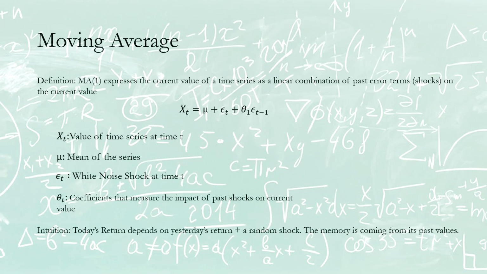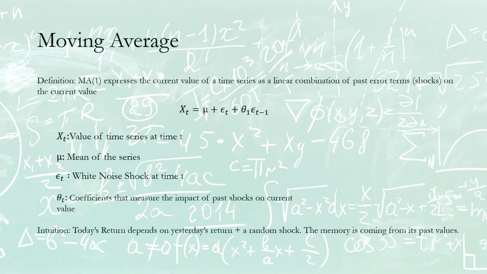Xt is the value of the time series at time t. Mu is the mean of the series. Epsilon t is the white noise shock at time t. Theta is the coefficient that measures the impact of past shocks on the current value. So the intuition is that today's return depends on yesterday's return plus a random shock.